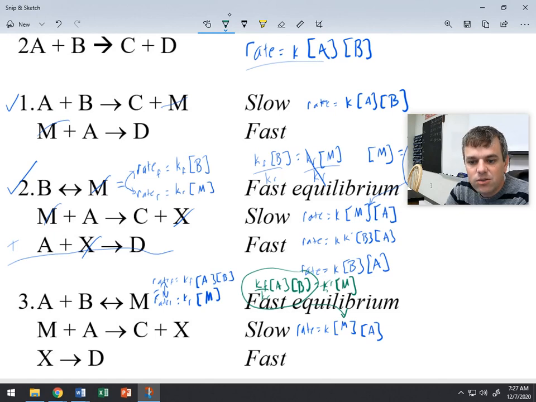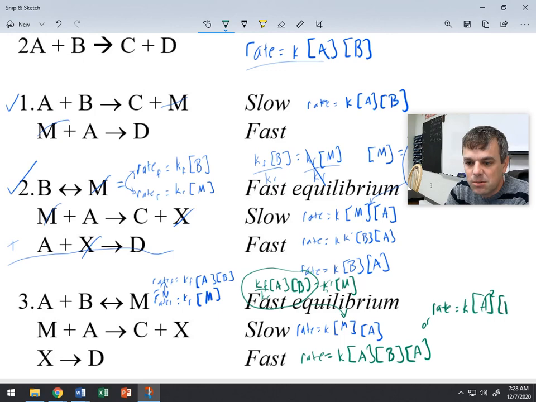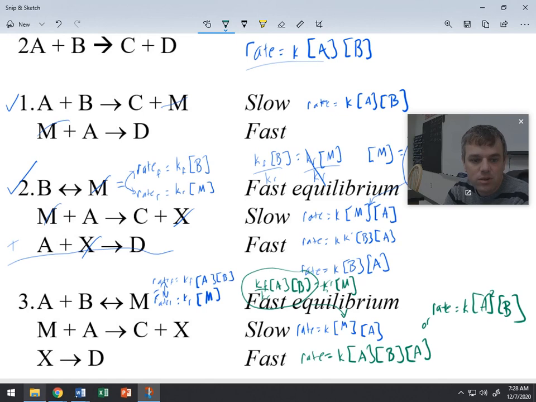And so this would give us a rate law that says rate equals, well, a constant times a constant over a constant is going to give us a constant times the concentration of A times the concentration of B times the concentration of A. Or rate equals K times A squared times B. So according to this mechanism down here, it would be second order in A and first order in B, which is not consistent with the rate law. So this mechanism is no good.